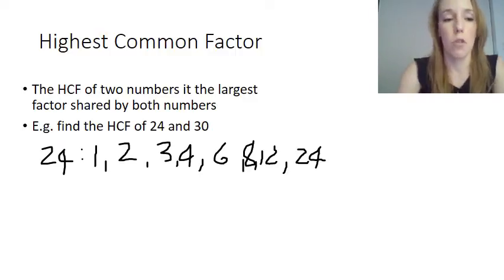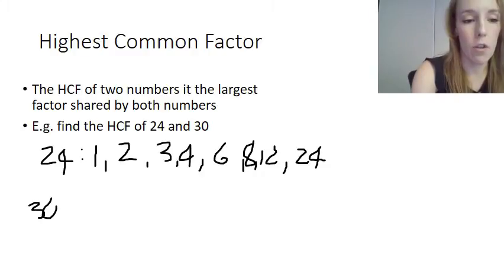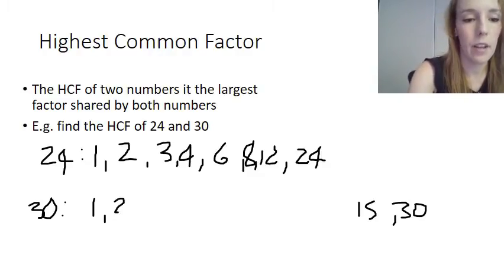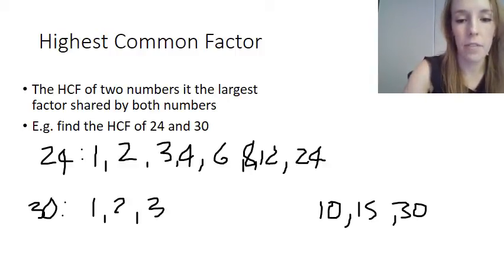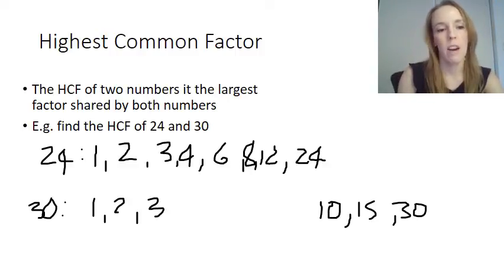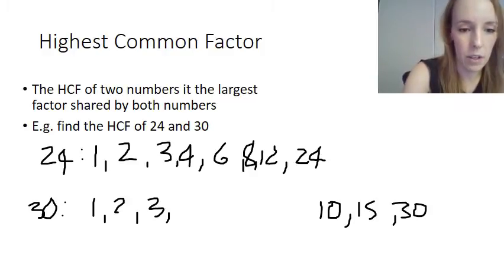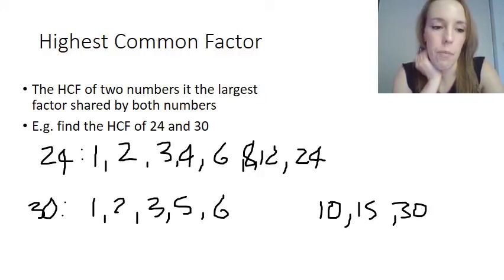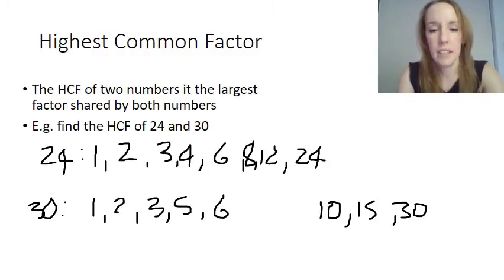Then we're going to do the same for 30. So all the factors of 30. So we've got 1 and we've got 30. Next we've got 2 and 15, 3 and 10, 4, 30 can't be divided by 4. We've got 5 and 6, 7 isn't a factor, 8 isn't a factor, 9 isn't a factor. Okay, so we've got all our factors there, I think.